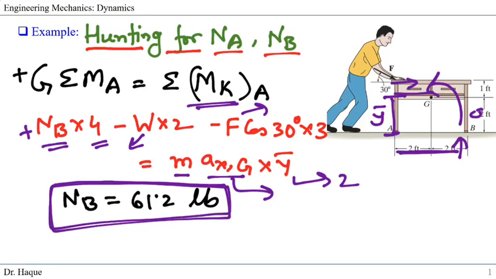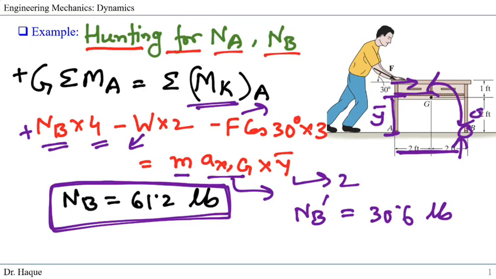Remember at the beginning we told you that NB is for the two legs. So NB is actually representing the two legs on the B side. So for one leg, the reaction would be half of 61.2, which would give you 30.6 pounds.